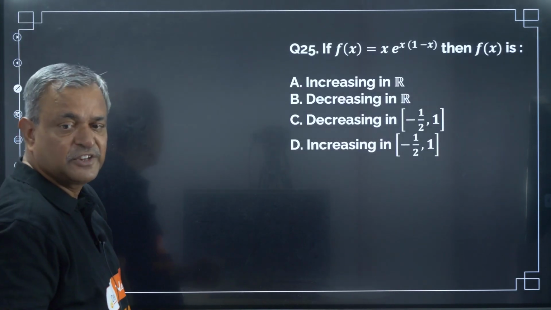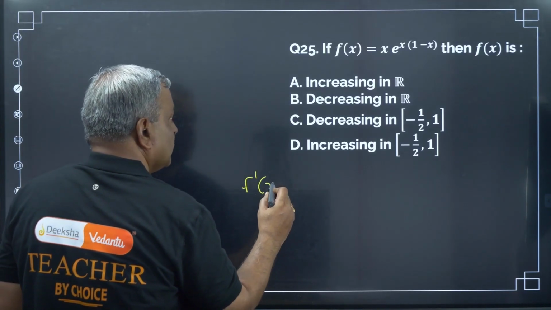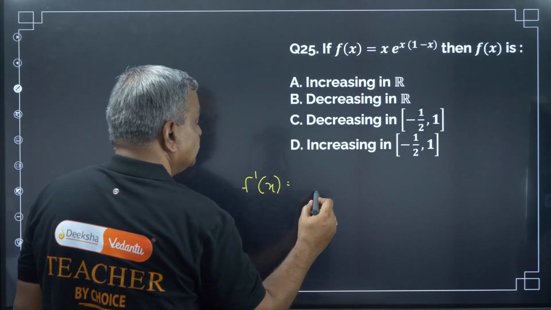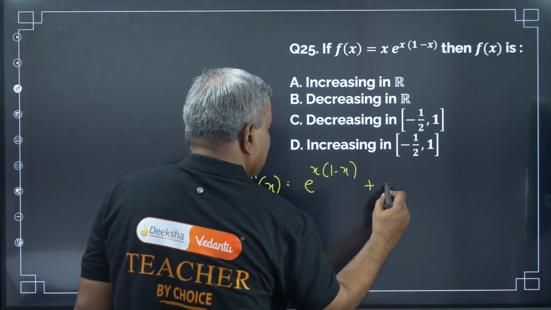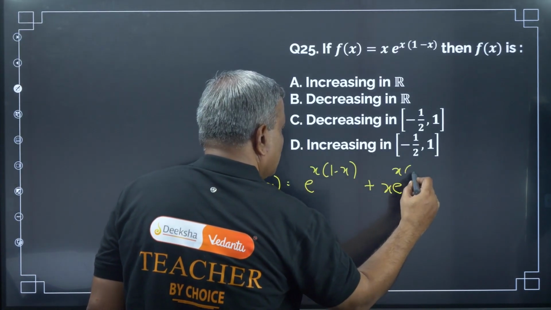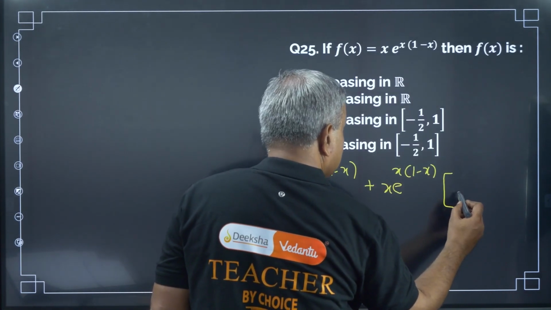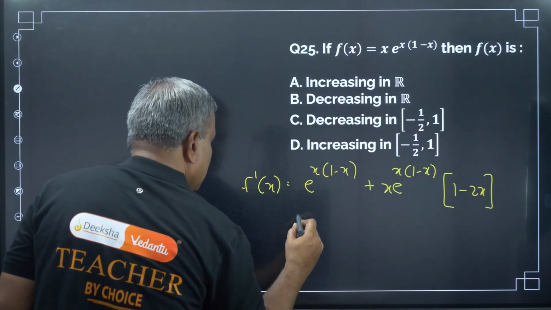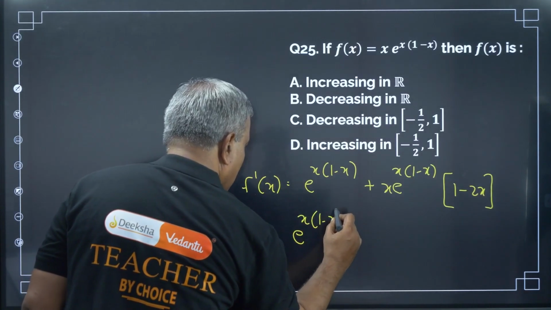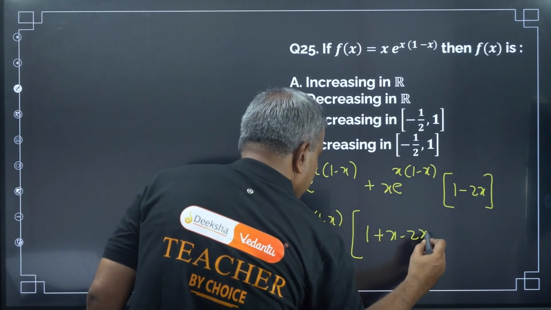x e to the power x into 1 minus x. Differentiate: f dash x is equal to e to the power x into 1 minus x plus x e to the power x into 1 minus x, and the differentiation of x into 1 minus x is 1 minus 2x. What is common? e to the power x into 1 minus x is common. We get 1 plus x minus 2x square.